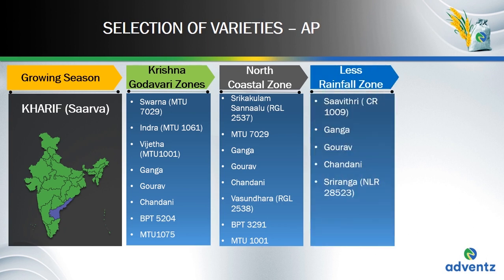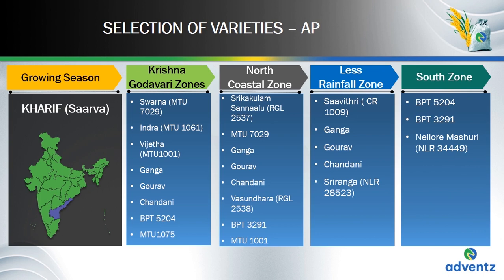In the less rainfall zone, for the crops which are planted in the growing season Sarva or Kharif, the important varieties are Savitri or CR1009, Ganga, Gaurav, Chandani, Sriranga or NLR 28523.